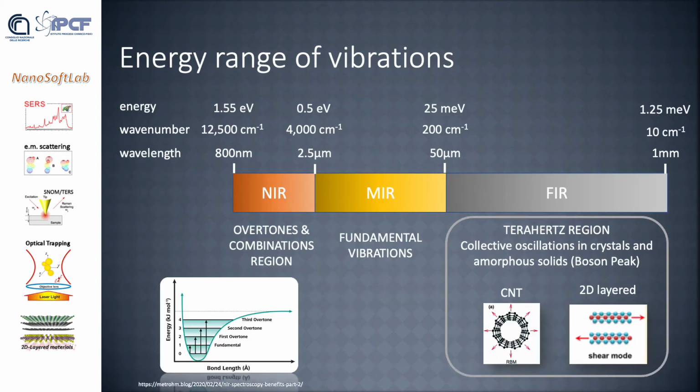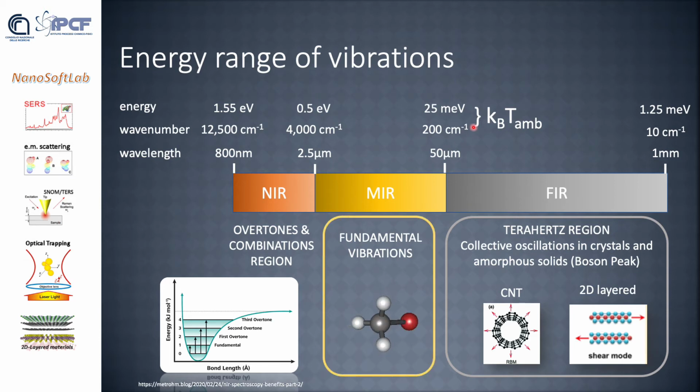We have seen that vibrations occur in the infrared. We have the first part that is called far infrared, between 10 and 200 cm^-1, in which we have typically collective oscillations of crystals or amorphous solids. Two typical examples are the radial breathing mode of carbon nanotubes, or the shear mode in 2D layered materials in which one layer moves with respect to the other. 200 cm^-1 is typically kBT, where T is the ambient temperature.